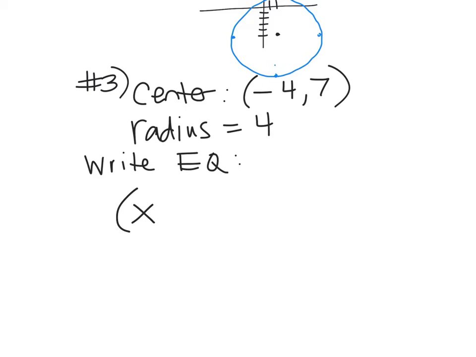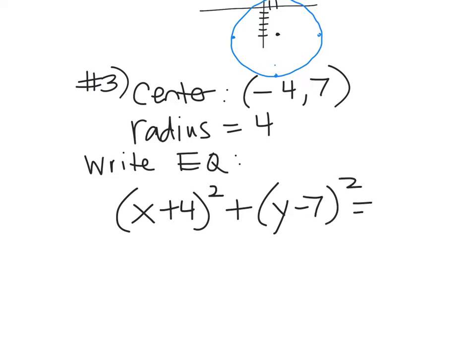Plus 4, opposite, x plus 4 squared. It's a plus in the middle. And then what? y minus 7 squared equals 16.